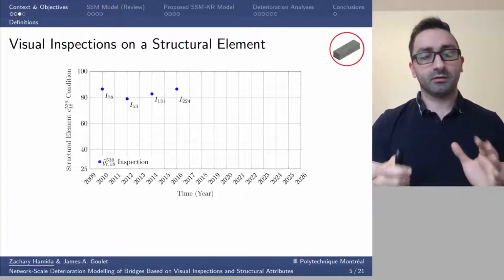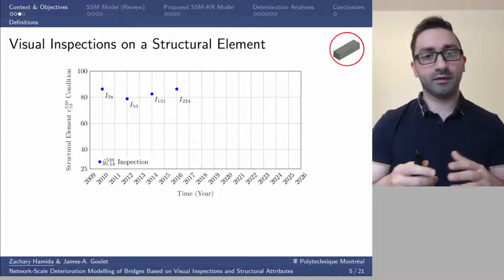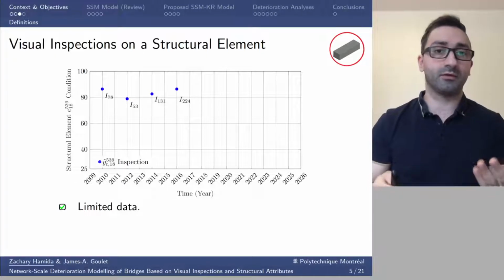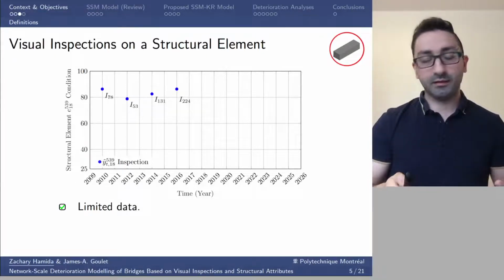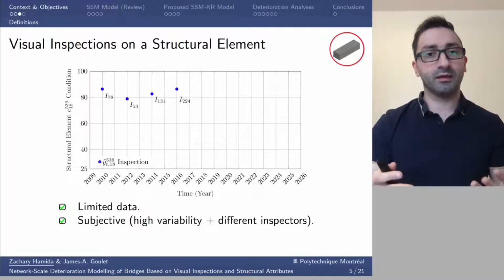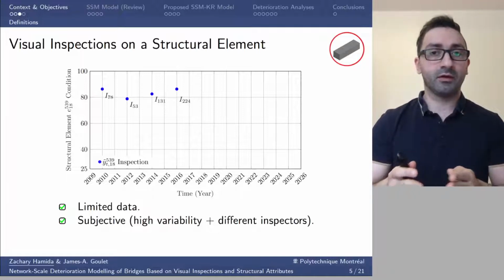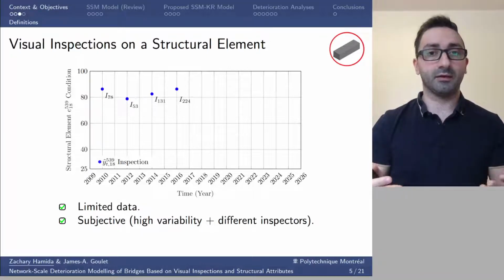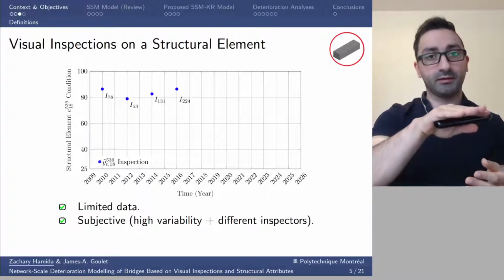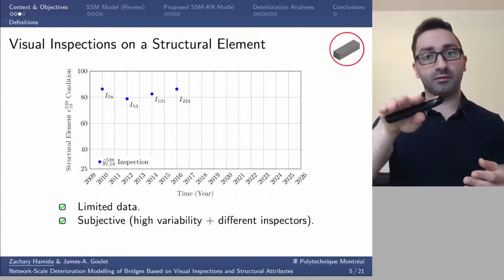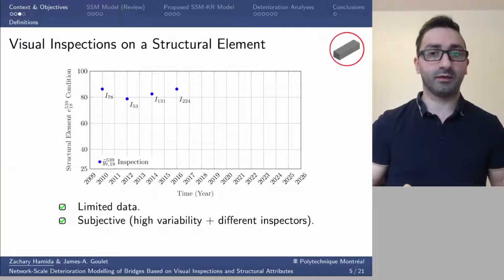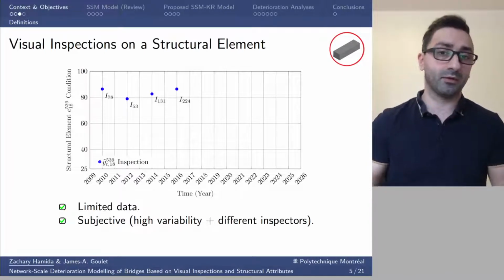Now, one thing you can notice from this example is that first, the data is very limited as time series data. We have 4 observations only over time. The other thing is that visual inspections in general are subjective, in the sense that they rely in a large part on the judgment of the inspector. So that's why we can see high variability in the data. While we are expecting a deterioration curve from the best condition to the lowest condition, we can see that there is variability in the data that we have, because we have different inspectors over time in part.